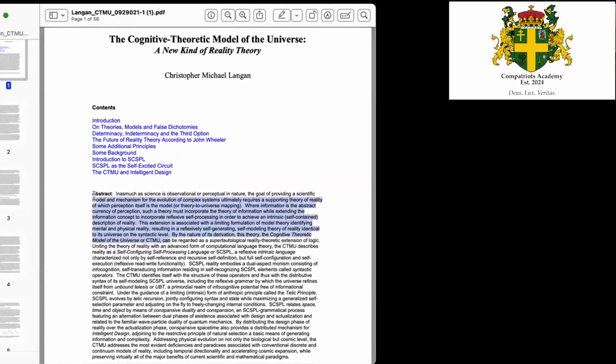So it's identical to its universe on the syntactic level. And syntactic just means rules and structure. So the rules and structure that identify the CTMU universe are the same that identify the actual universe. And that means that we finally have some sort of real ground on which to base how we talk about the world. So that's a very dense sentence.